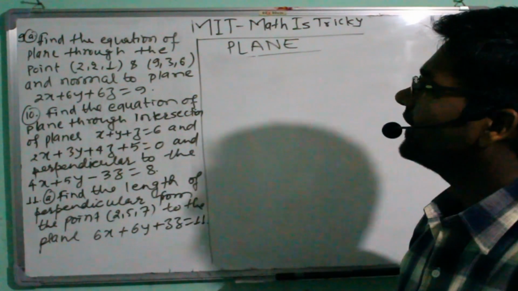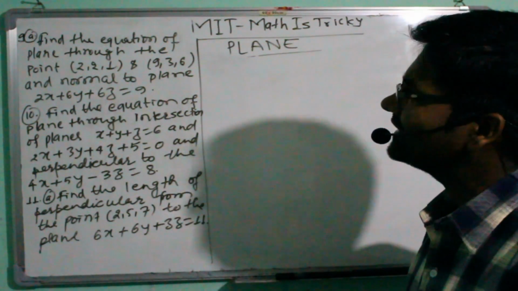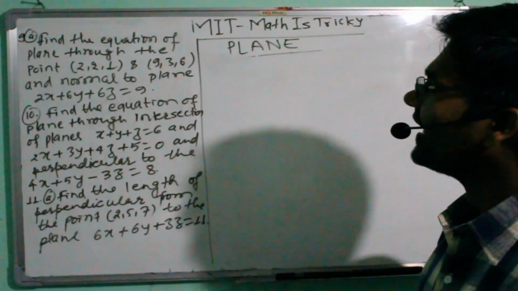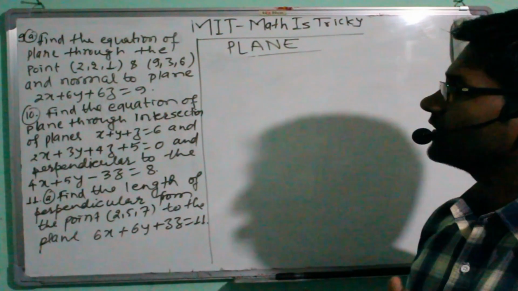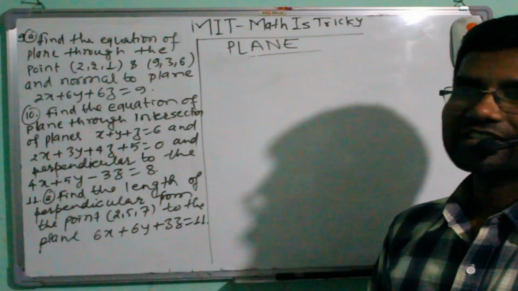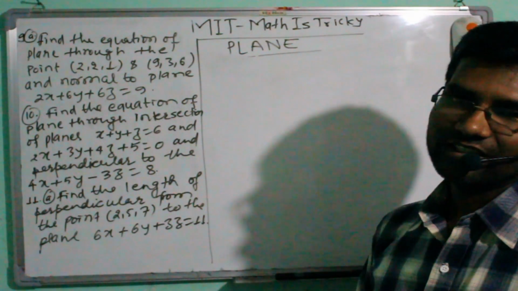Okay, let's see question number 9a. Find the equation of plane through the points 2, 2, 1 and 9, 3, 6 and normal to the plane 2x plus 6y plus 6z equals 3.